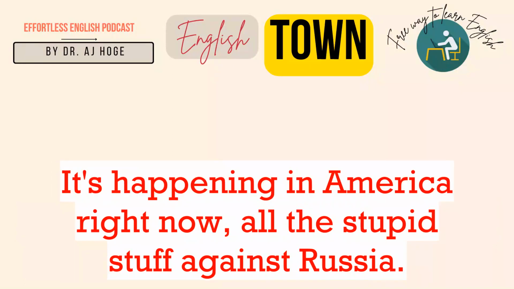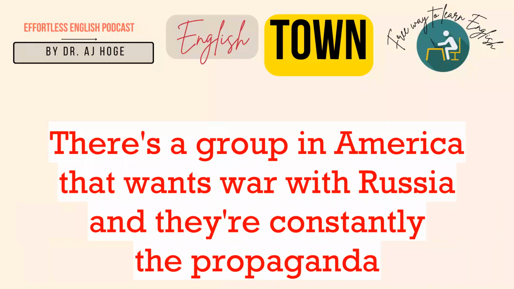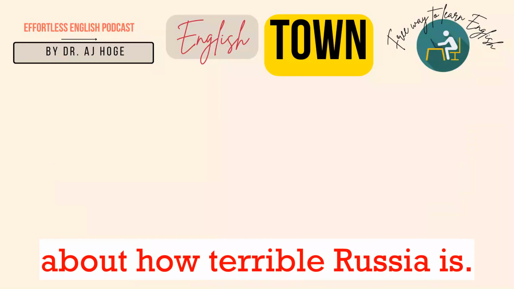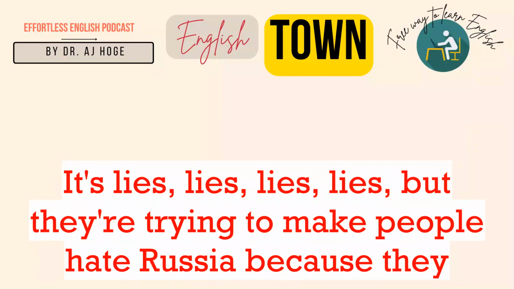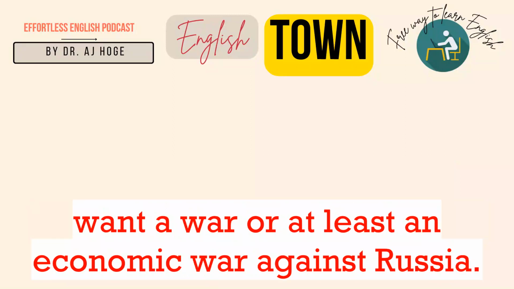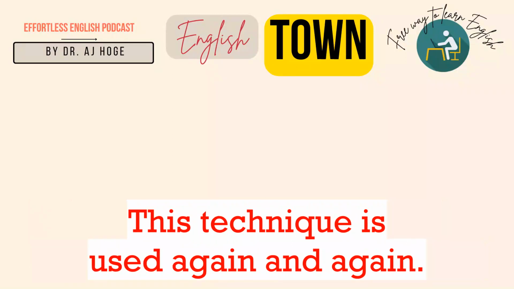It's happening in America right now. All the stupid stuff against Russia. Russia's evil. Russia's evil. There's a group in America that wants war with Russia, and they constantly push propaganda about how terrible Russia is. It's all lies. But they're trying to make people hate Russia because they want a war, or at least an economic war, against Russia. This technique is used again and again.